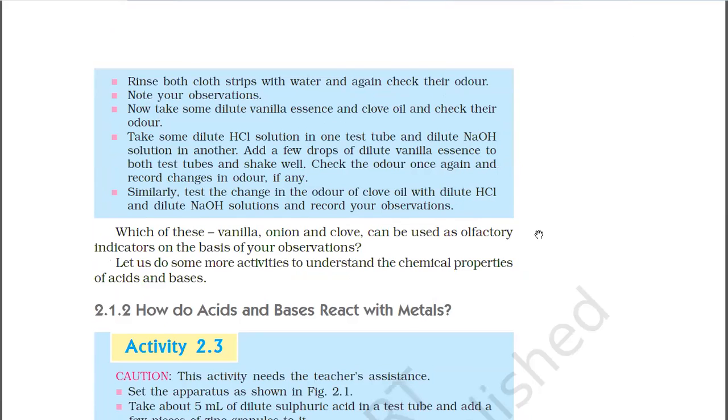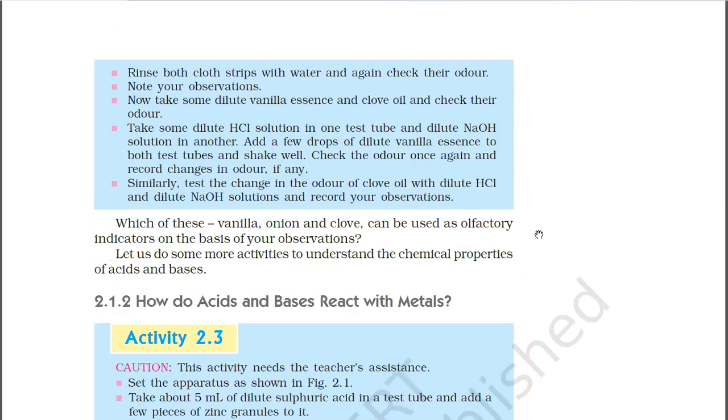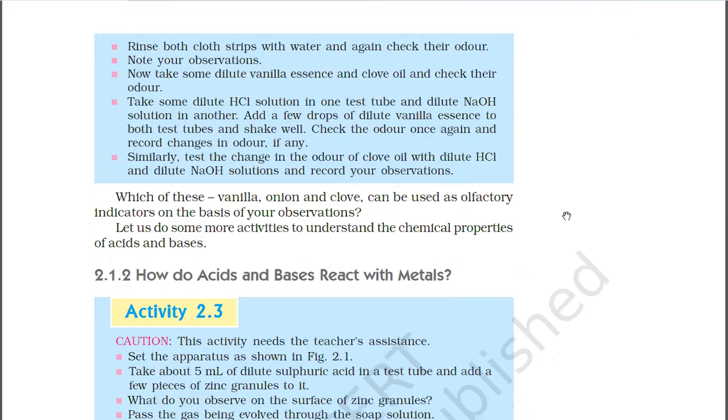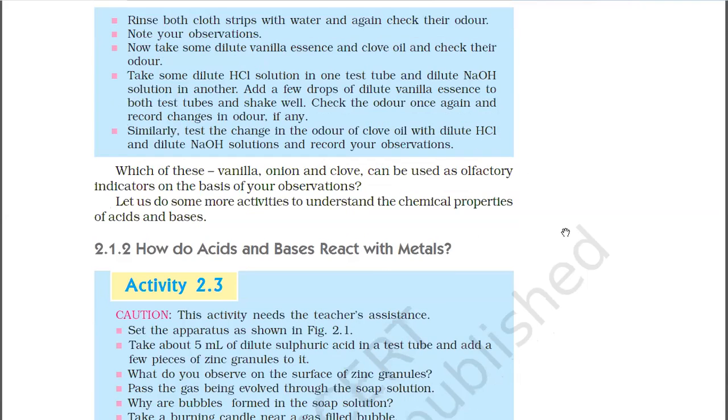Add a few drops of dilute vanilla essence to both test tubes and shake well. Check the odor once again and record changes in odor if any. Similarly, test the change in the odor of clove oil with dilute HCl and dilute NaOH solution and record your observations. Which of these, vanilla, onion, and clove, can be used as olfactory indicators on the basis of your observations?